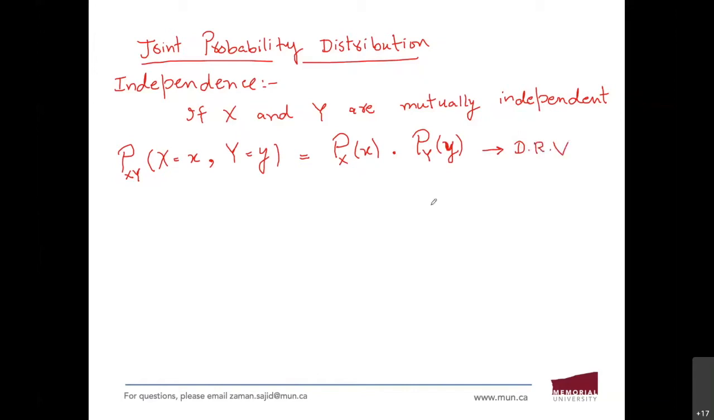In case of continuous random variable, we will have f of x of y. The rule remains the same. It will be the product of these two probabilities, f of x times your f of y.